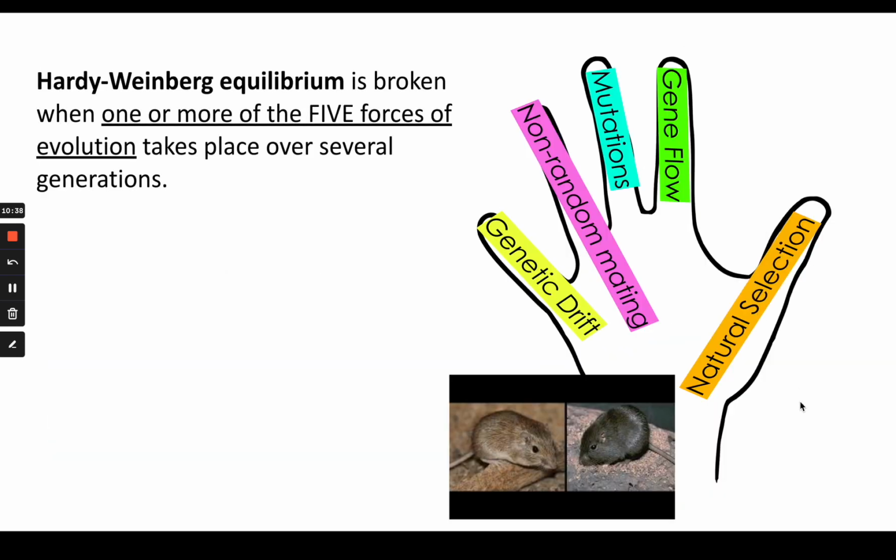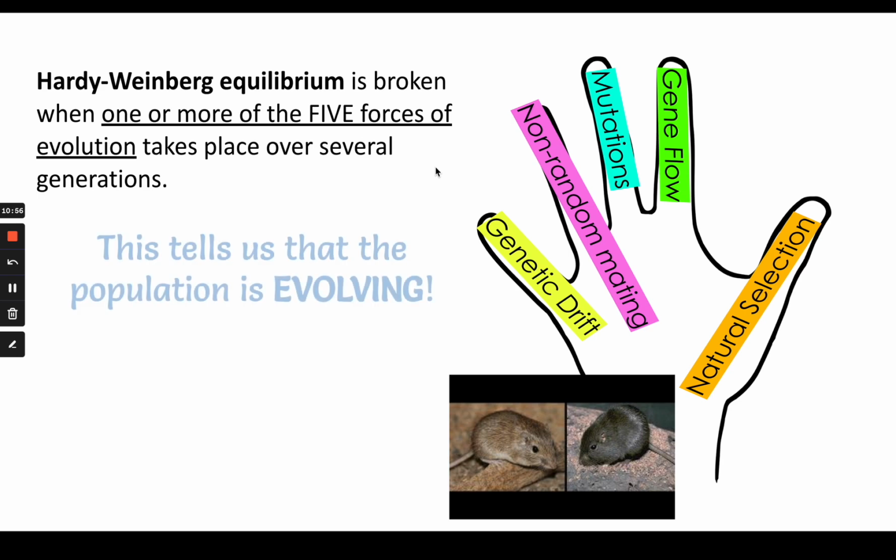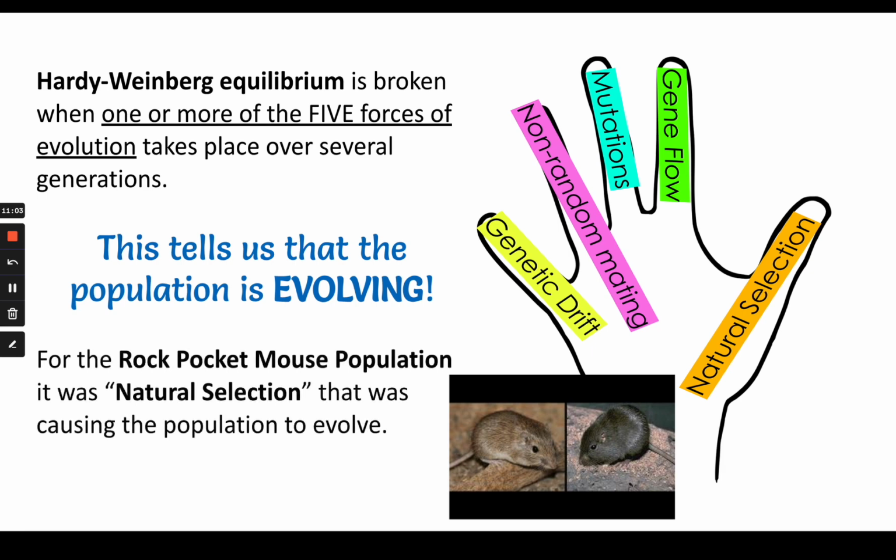So overall, if we come back to our five terms here, remember Hardy-Weinberg equilibrium is broken when one or more of these five forces of evolution is taking place over several generations. So we do have to notice change happening over several generations. That tells us that the population is evolving. If we go back to the rock pocket mouse population, it was natural selection that was causing the population to evolve. What was the actual thing? It was the predators that were selecting the light mice to eat because they're easy to spot on the dark lava rocks, and the dark mice were able to camouflage, therefore hide and be able to survive and reproduce, which is why we saw a change in the alleles, an increase in the dark fur alleles.